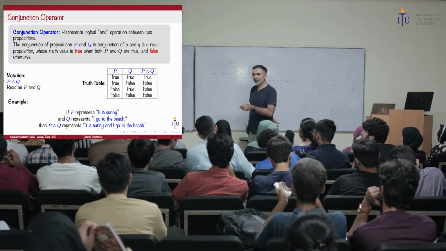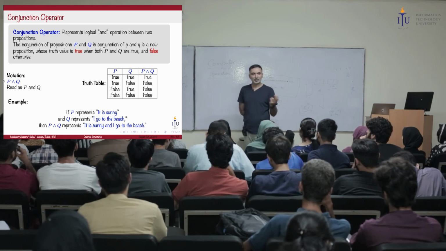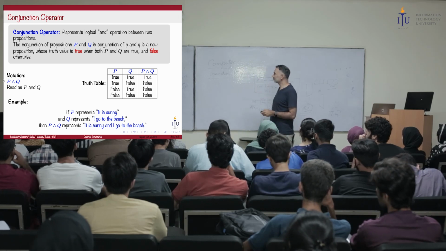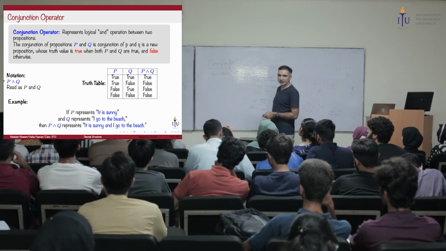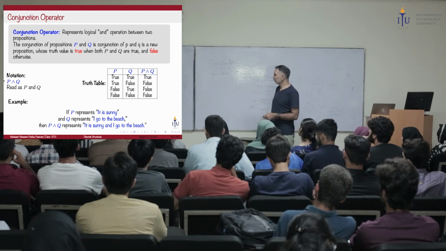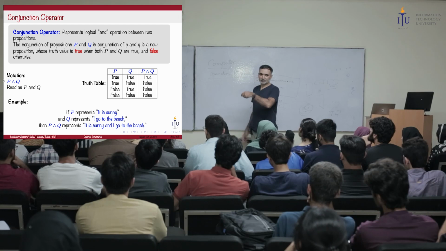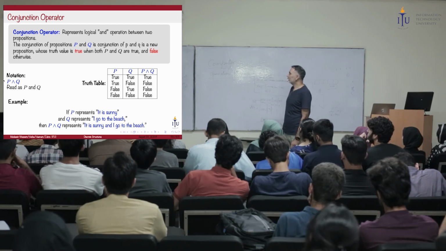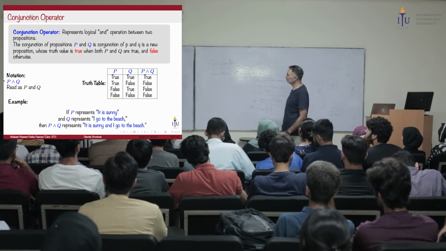Okay, so for P and Q to be true, you need P to be true and Q to be true. Okay, I'm using the word and multiple times. Anyhow, so if you have statement P which says that it is sunny, and your statement Q which says that I go to the beach, P and Q says that it is sunny and I'm going to the beach or something like that. Okay, awesome. Are we good? Questions? Good.